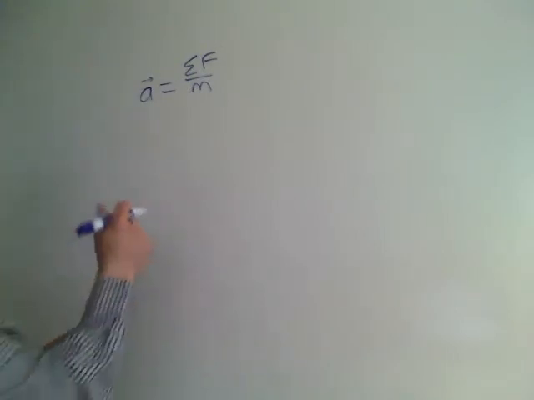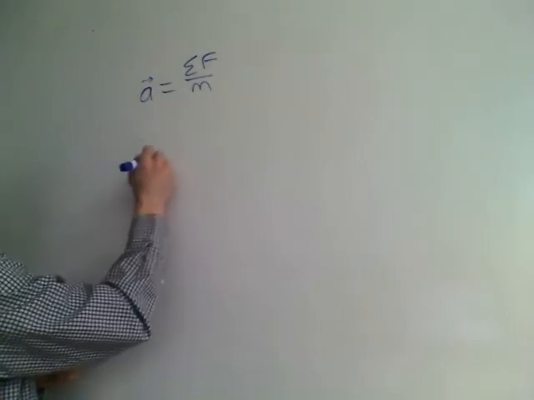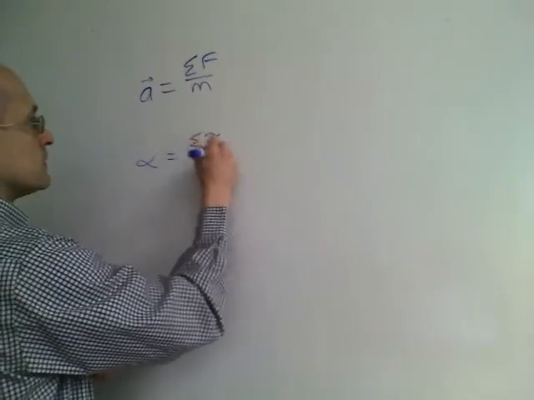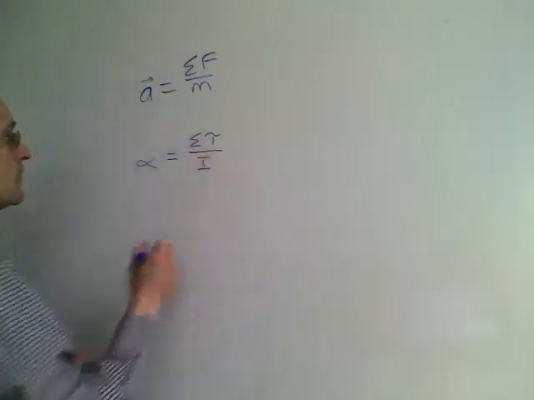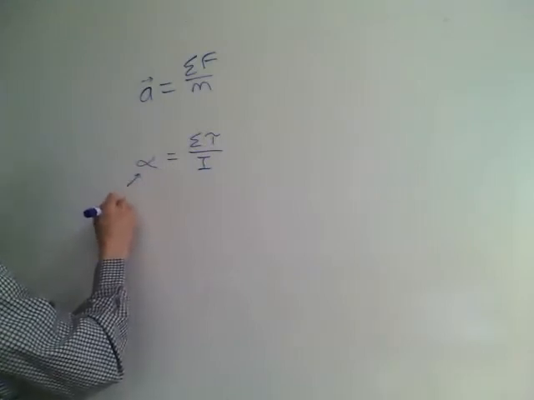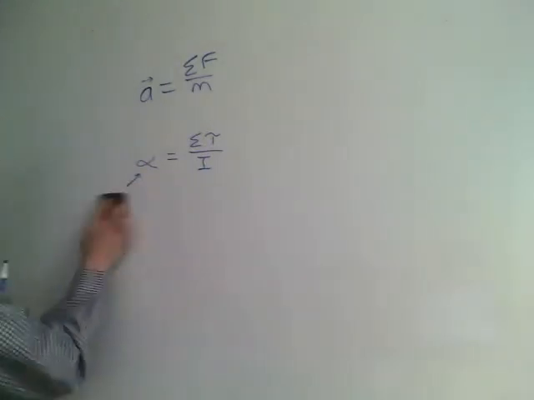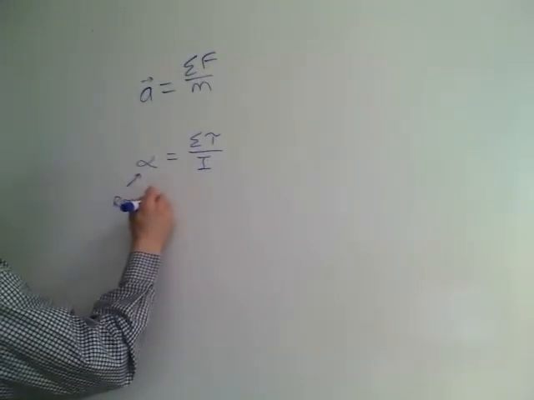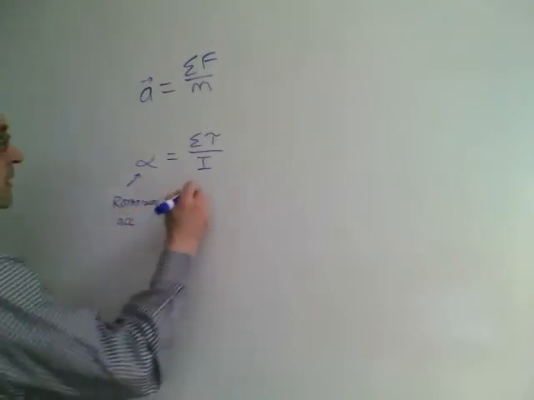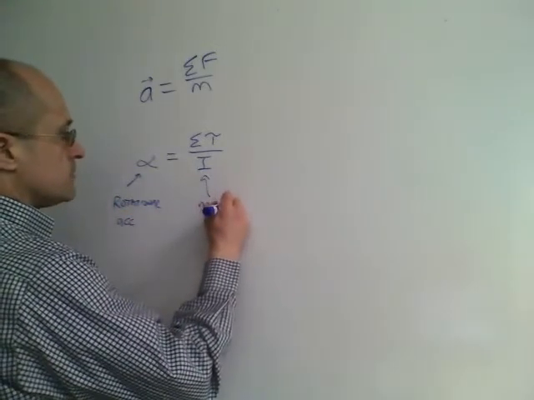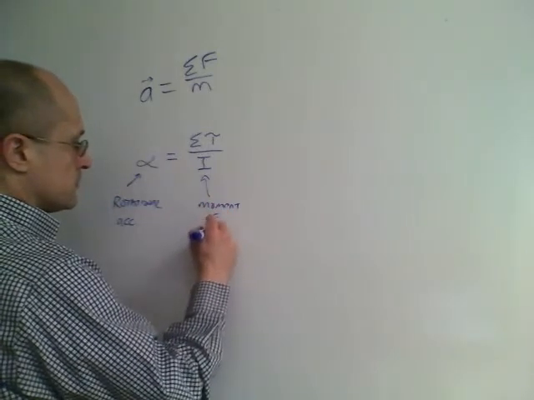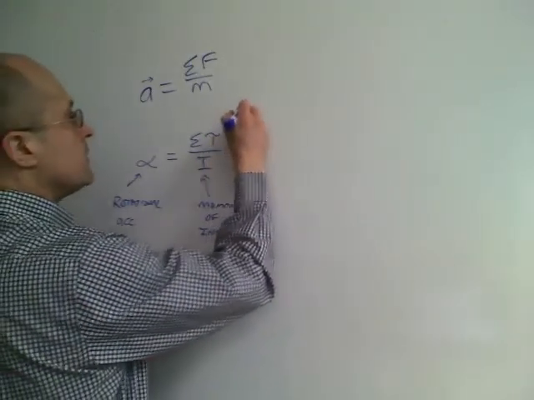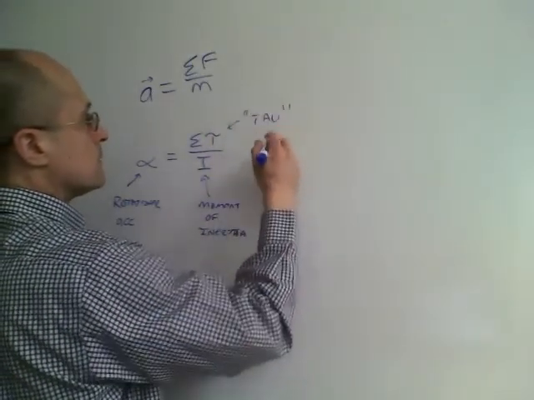Now it turns out that there's also an equivalent for rotation: alpha is the sum of the torques divided by I, where alpha is your angular, or rotational, acceleration. And I, of course, was the moment of inertia. And this new letter, tau, is the torque.